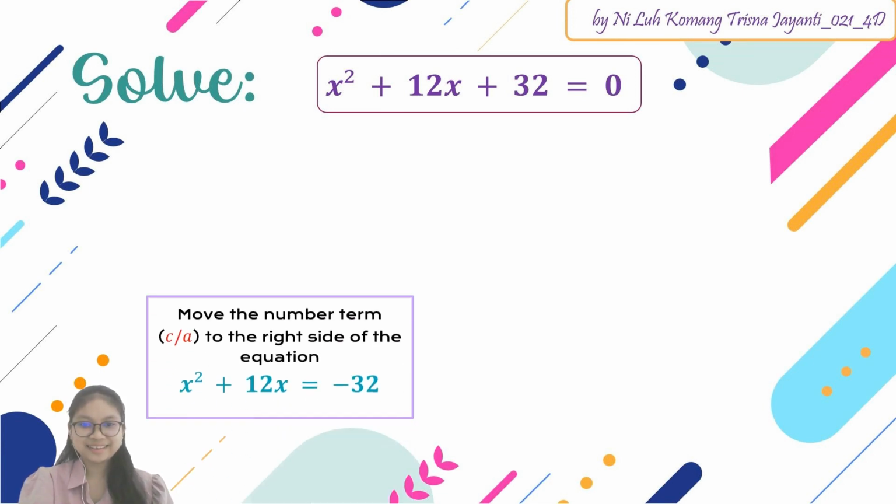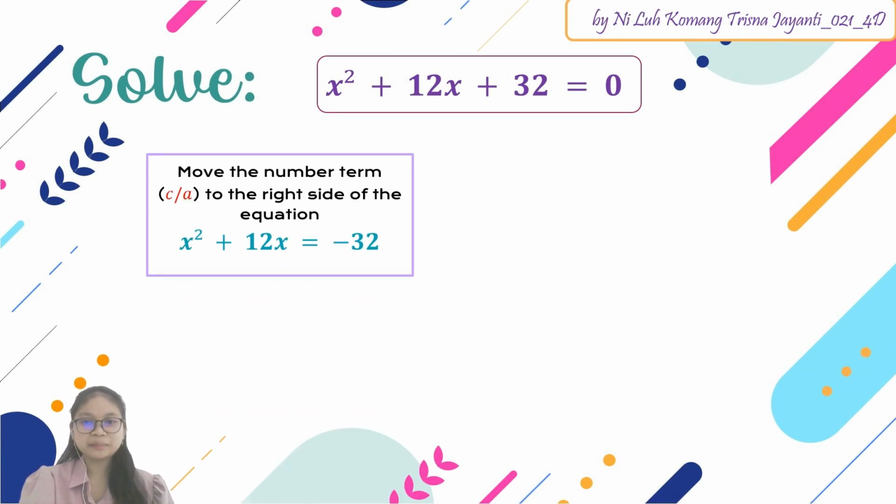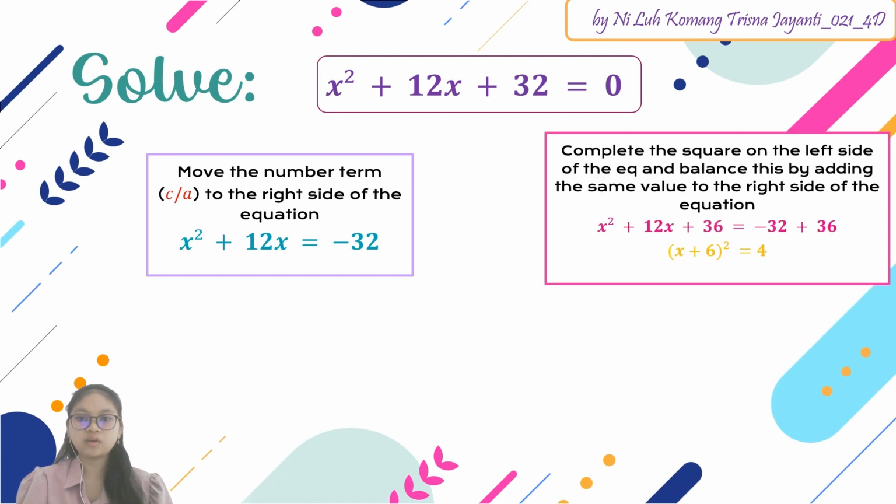That's correct. First, move the number term c over a to the right side of the equation. So we can write it as follows. X squared plus 12x equals minus 32. Next, complete the square on the left side of the equation and balance this by adding the same value to the right side of the equation. X squared plus 12x plus 36 equals minus 32 plus 36. So x plus 6 squared equals 4.